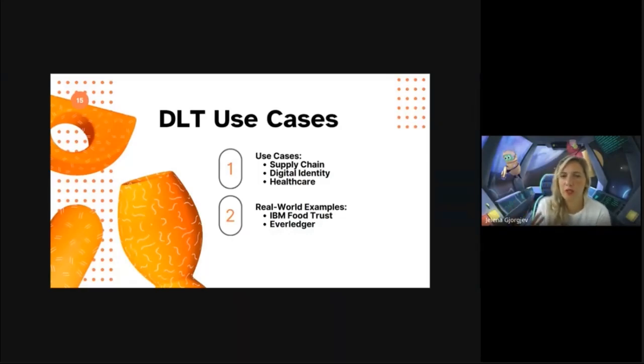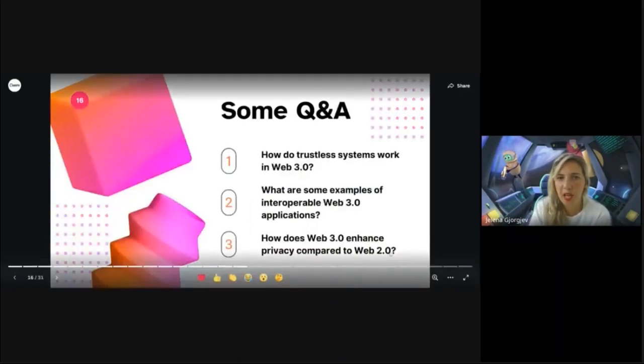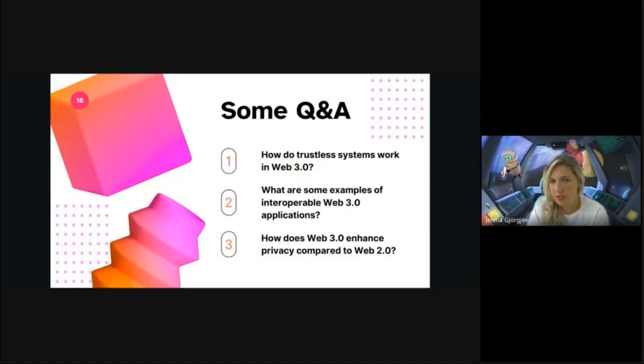So DLT offers innovative solutions for various industries, enhancing transparency, security, and efficiency. And real-world applications like the IBM Food Trust or Everledger demonstrate how DLT can transform traditional processes and build trust in the digital age. Again, some questions and answers.